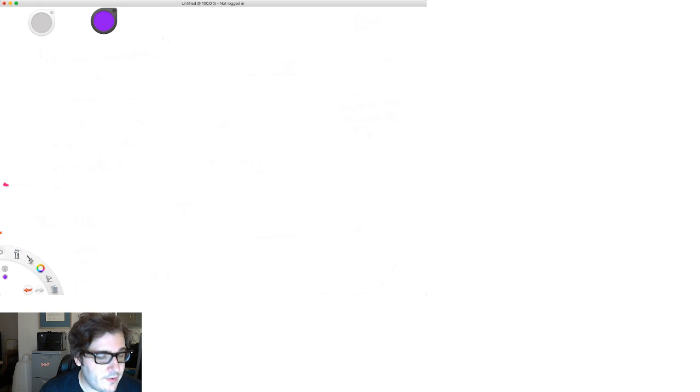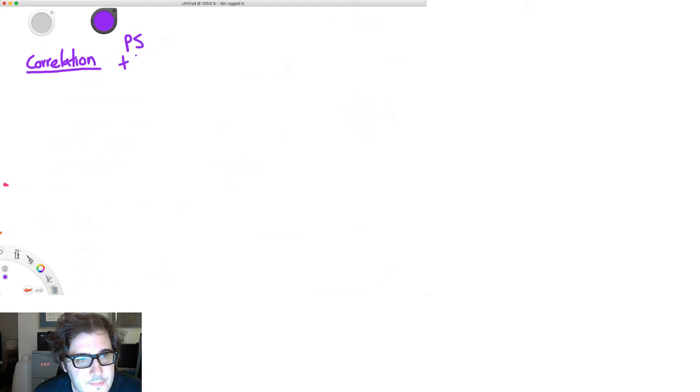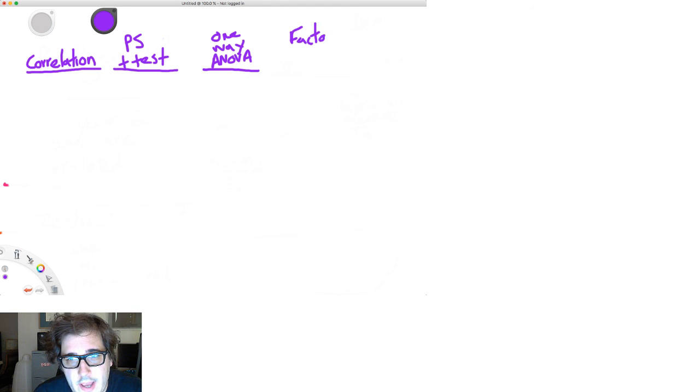Okay, so let's do one for each type of test that we've done. So we have correlation, we have paired samples t-test, I'll just call it PS, paired samples t-test. We have one-way ANOVA, which again just means you have one IV, and factorial ANOVA, which just means you have 2 or more IVs.